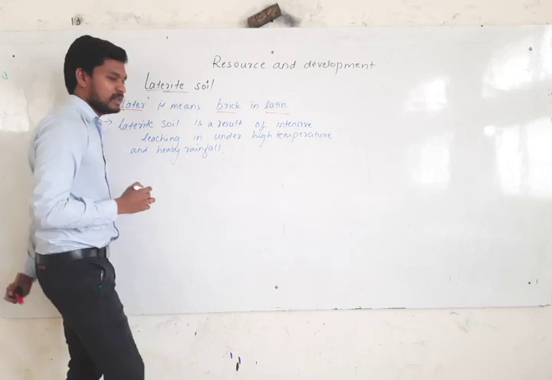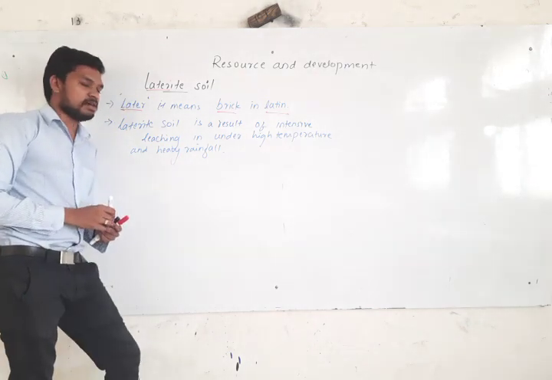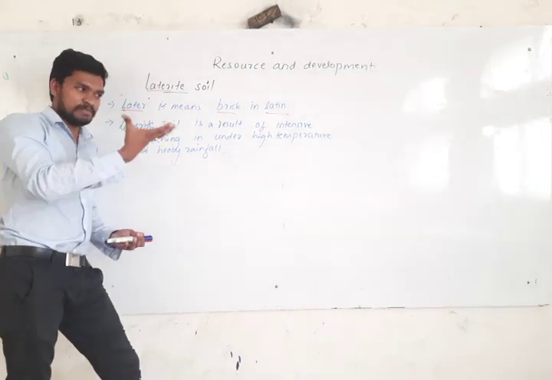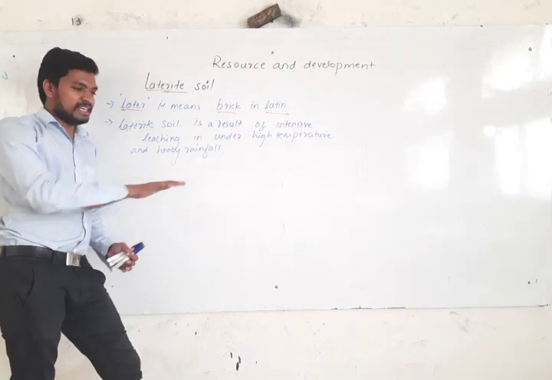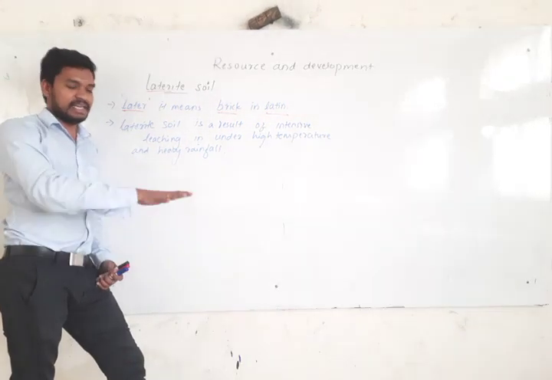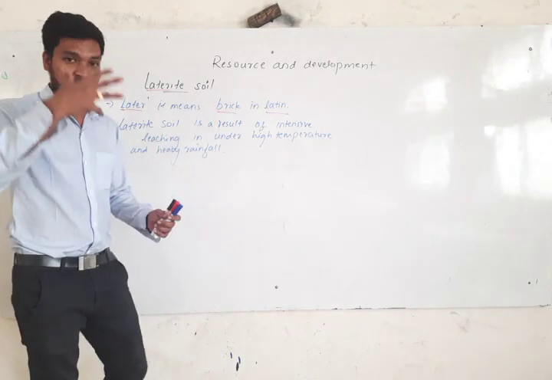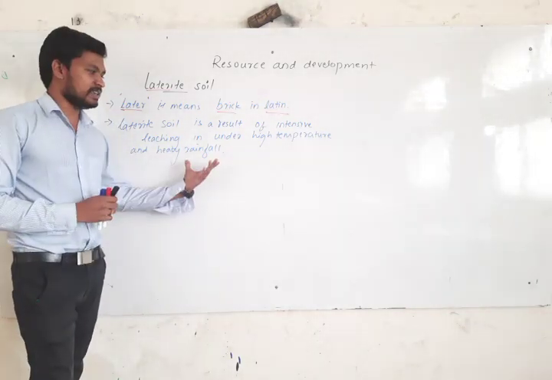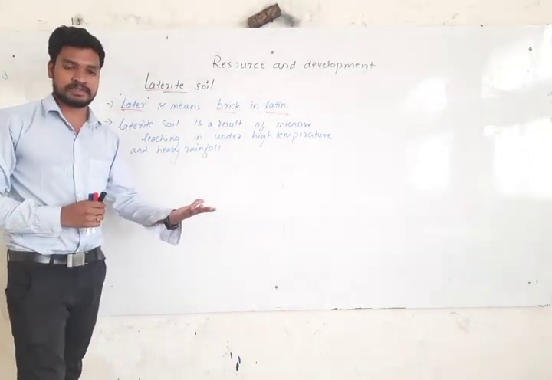This soil is mainly found in the areas which receive high temperature and high rainfall. Due to the high temperature and high rainfall, when it is exposed to the sun, the high temperature kills the humus content in this soil, like the organic matter.